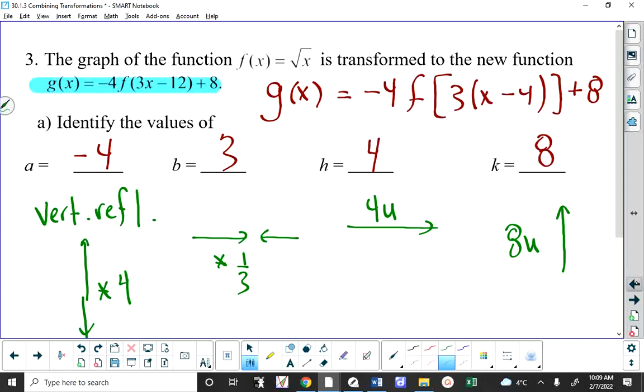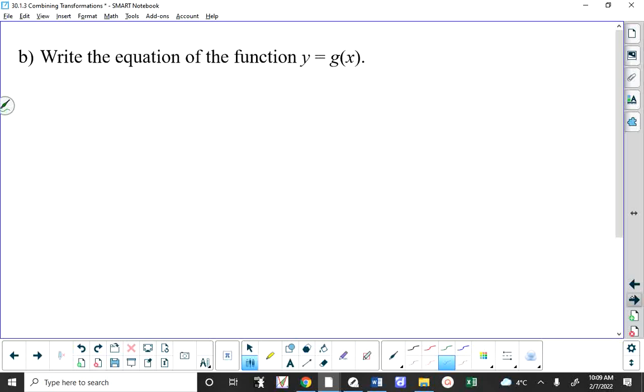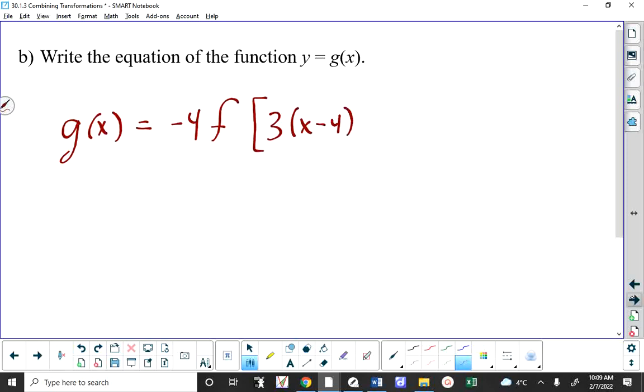The final part of this example is to just write out the equation of the function. So let me rewrite this. G of x is equal to a, which is negative 4, f of, in brackets, b, which is 3, x minus 4 in its own set of brackets, plus 8. So if f of x was root x, I'm just taking this opportunity to review with you function notation and what it means.